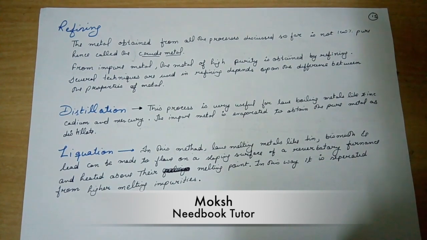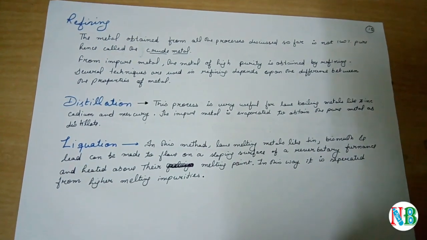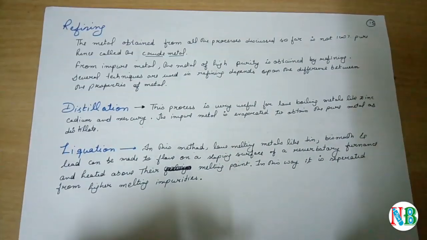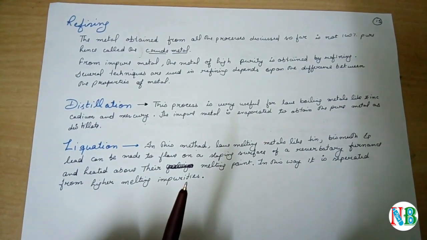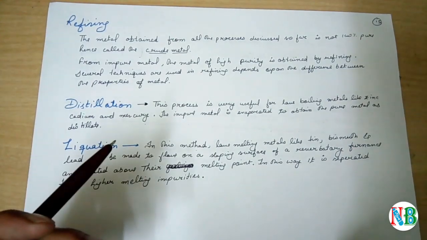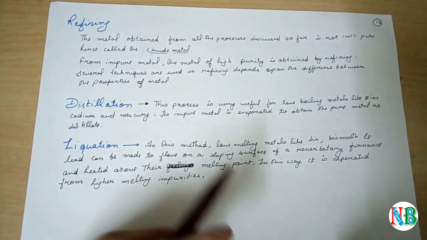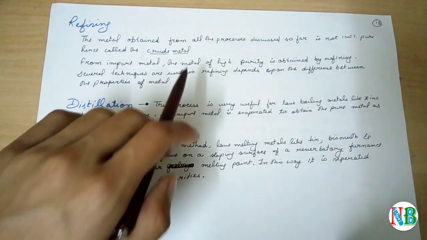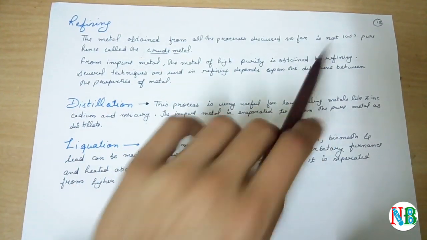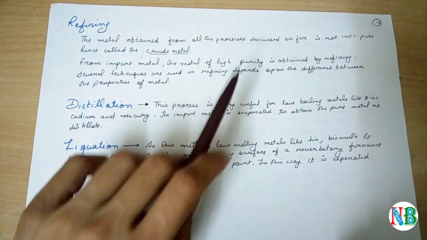Alright students, moving on with the refining processes. The metal obtained from the above processes discussed so far is not 100% pure. It is crude metal. So we refine it further to get the best impeccable quality metal. From impure metal, the metal of high purity is obtained by refining. Several techniques are used in refining.